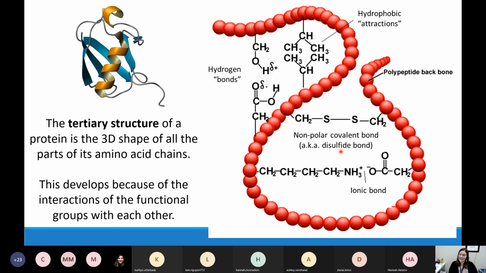Based on the fact that a disulfide bond is a nonpolar covalent bond, do you think that disulfide bonds are strong or weak? Would you predict that a disulfide bond is strong or weak? What do we think?